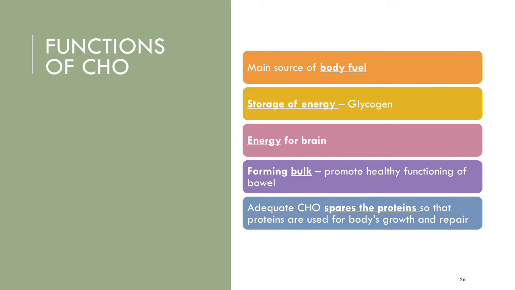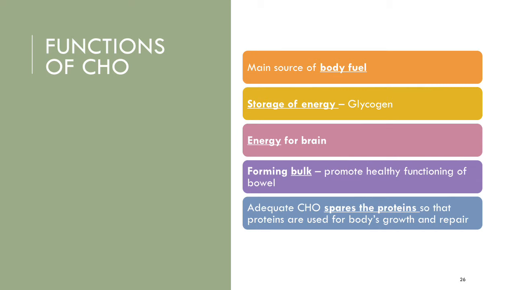Carbohydrate is also very important as it forms the bulk in our diet, such that our bowel can move effectively, preventing constipation. And that is the part whereby the dietary fibers are doing most of the job. Adequate carbohydrate also spares the protein so that the proteins are used for body growth and repair.